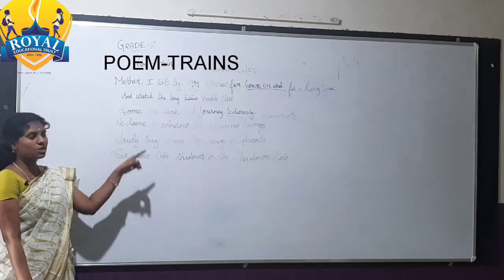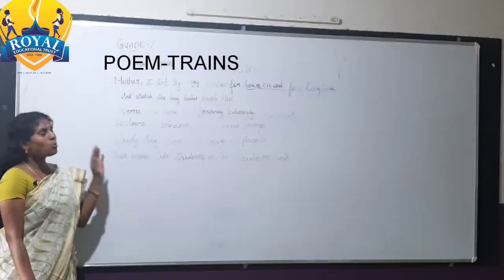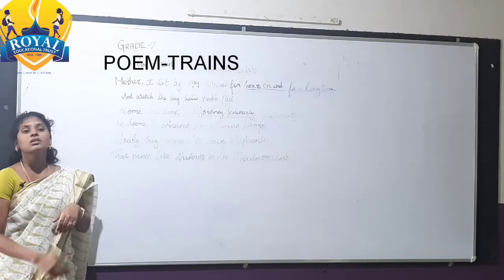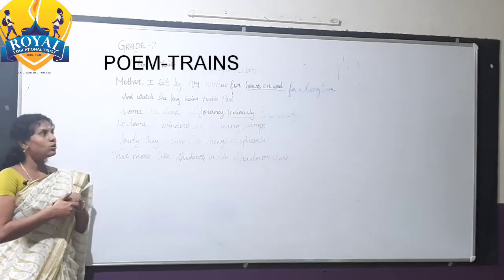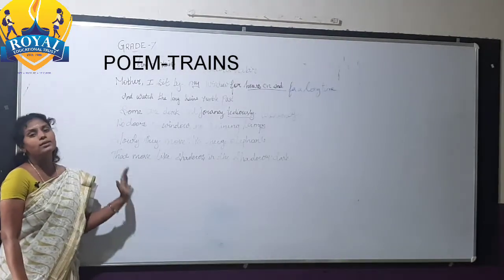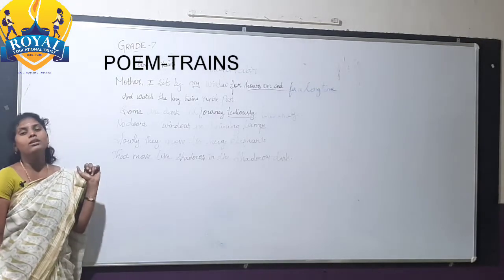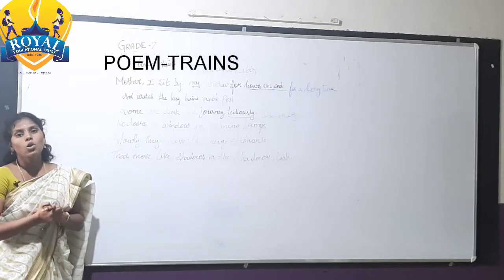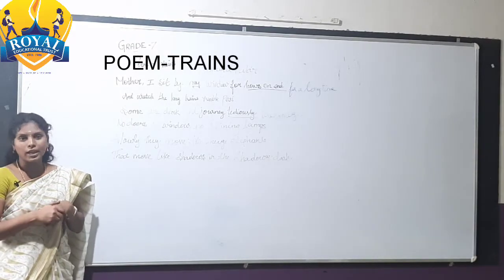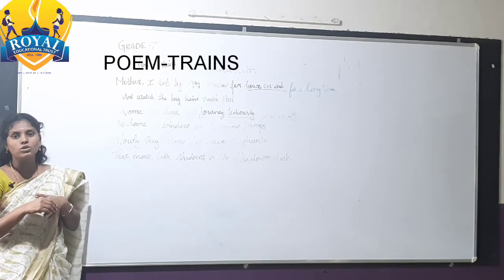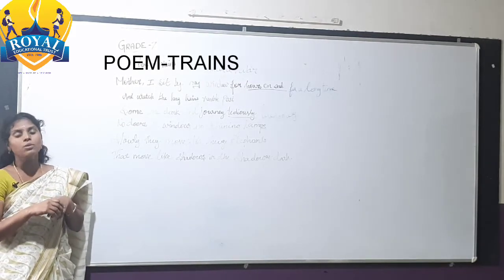This poem was written by Humayun Kabir. Humayun Kabir was an Indian writer, educationist and also a philosopher. So this poem is about one child. That child is fond of traveling by trains. I think we all like to travel. We have different kinds of modes of transport for traveling.